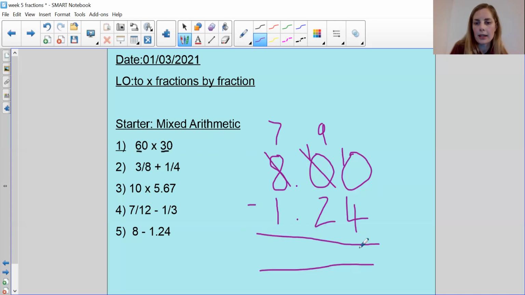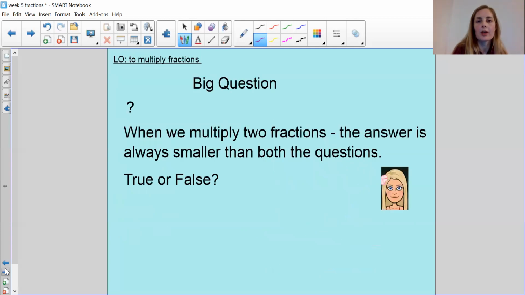Right, now I've got 10 minus 4 is 6. 9 minus 2 is 7. Bring down that very important decimal, and 7 minus 1 is 6. And there is my answer, 6.76. Right, hopefully you managed to get all of that correct, and you got 5 out of 5. Right, we're going to move on now to our big question.